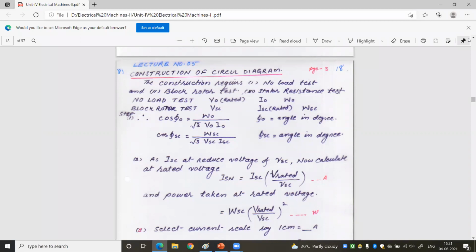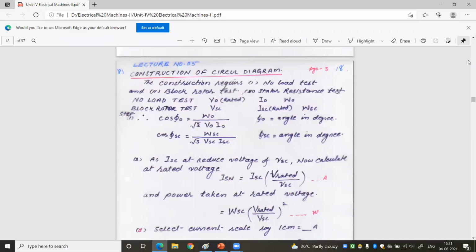From this, phi 0 or theta 0 is calculated, and theta SC is calculated, both angles in degrees. Now calculate the short circuit current at normal voltage: ISCN equals ISC into V rated upon VSC, as we have just discussed. Similarly, the power at rated voltage has been calculated.